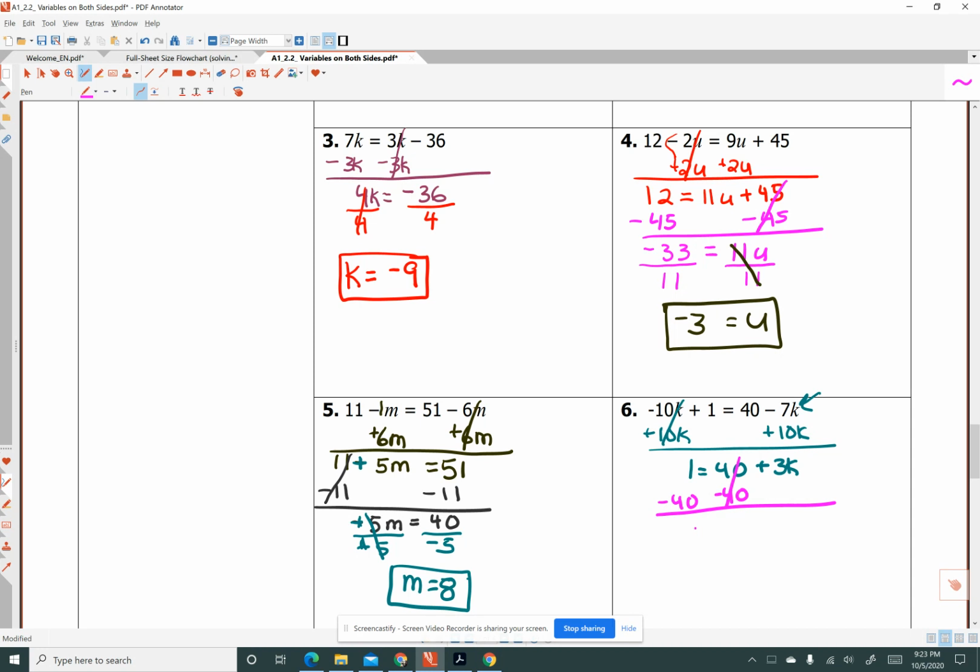And that gives me negative 39 equals 3k. And now 3k is being multiplied by 3, so I will divide by 3. Whatever I do to one side, I do to the other. And on the right side, I've got k. On the left side, I have negative 13.